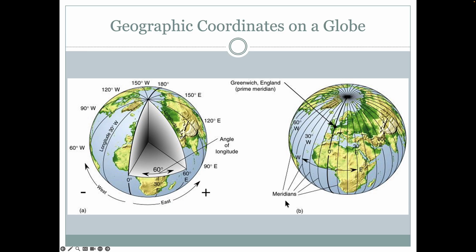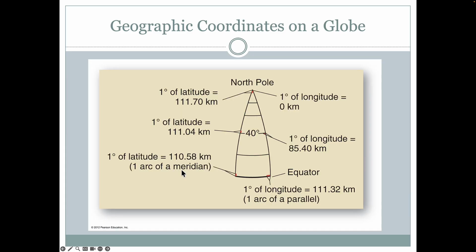So we can also call lines of longitude meridians. And they kind of look like wedges of an orange, right? They all cut through the middle. There's the navel of the orange, and all these little wedges are cutting through because they're just being measured from the center of the Earth along the outside of the Earth there.